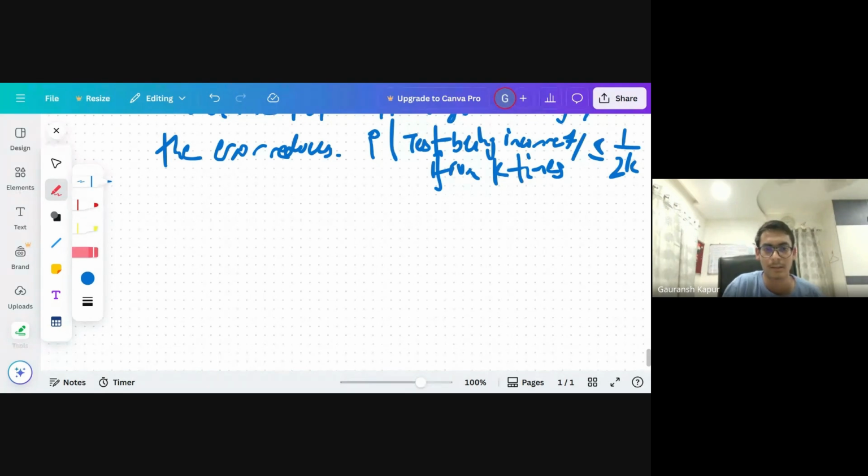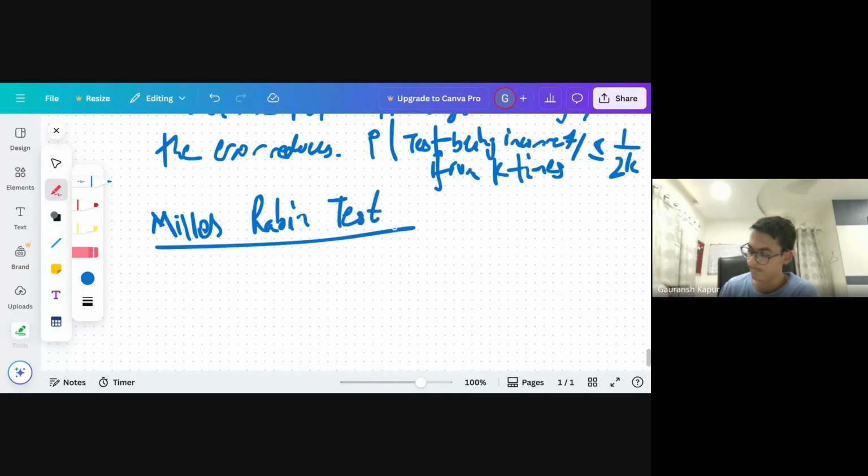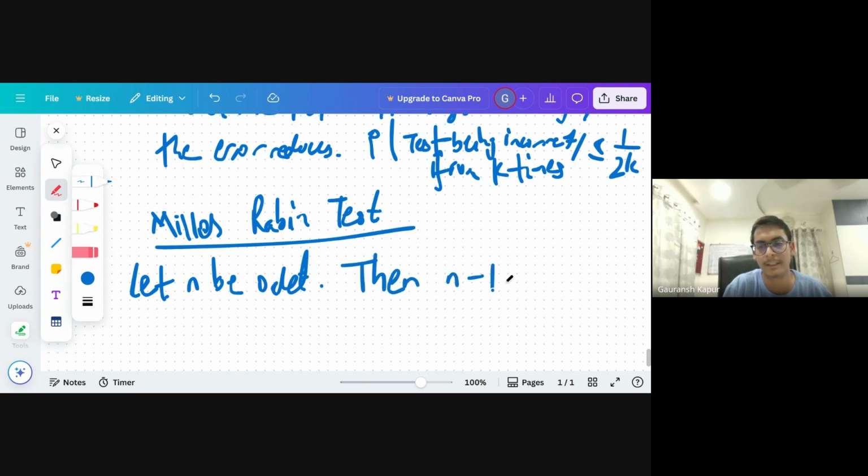So it's a pretty good test, but due to Carmichael numbers, it's not the best test that there is. There is an improvement of this test, which is called the Miller-Rabin test. The Miller-Rabin test is as follows. Let n be odd, because if n is even, then it's already composite. Then n minus 1 is an even number, so it can be written in such a form where d is odd.